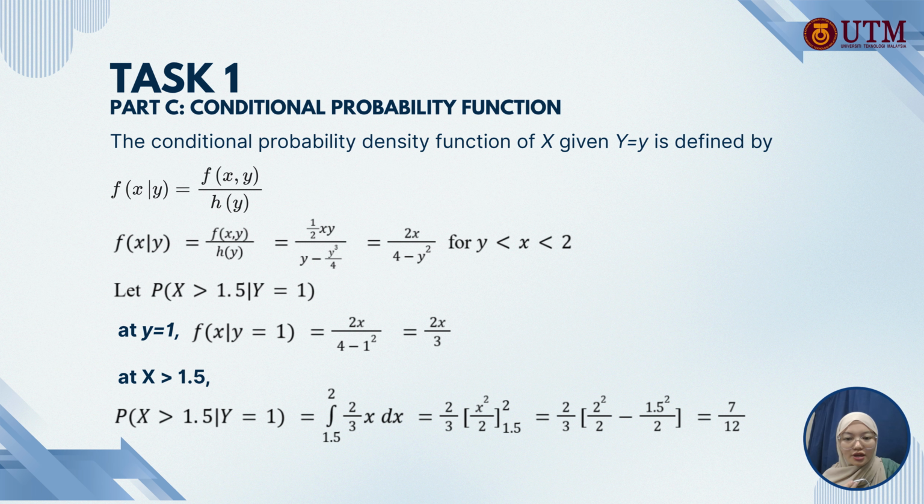Continue to part C. If we substitute the joint PDF and marginal of y into the conditional PDF of x given y, we will get 2x over 4 minus y squared. Evaluating at y equals 1, we will get the conditional PDF of x given y equals 1 is 2x over 3. So for x greater than 1.5, if we perform the integration where the lower limit is 1.5 and the upper limit is 2, we will get the answer 7 over 12.